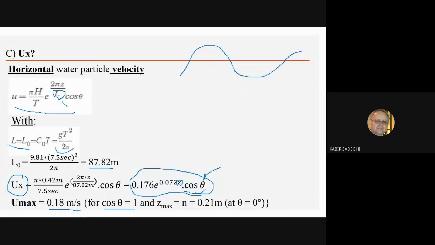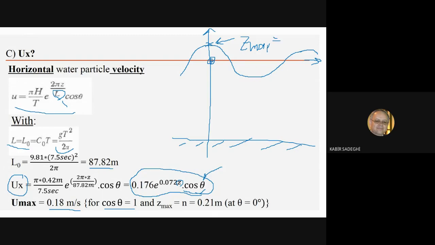If this is Z from here to the seabed, this is the coordinate of the center of the Cartesian coordinate system. Z has a maximum value here. This is Z max. Z max at that point equals eta, and eta at that point is h over 2. If you want maximum velocity, you should go there.